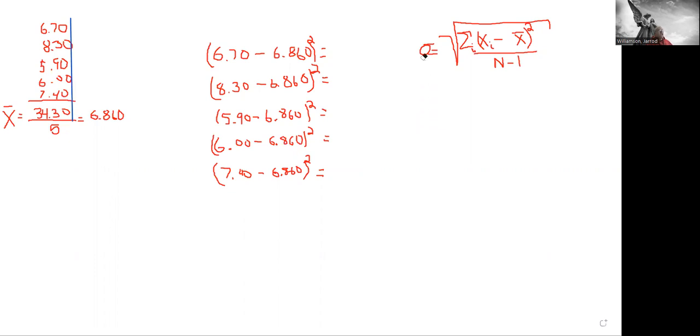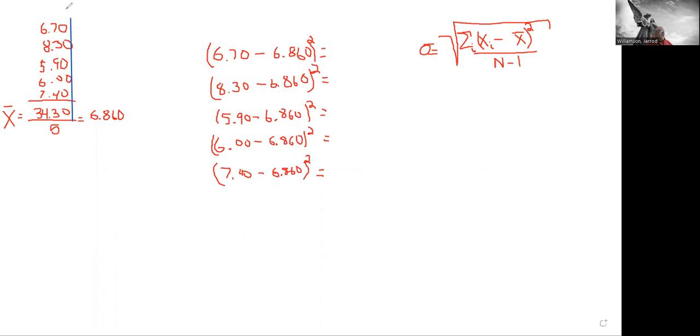The standard deviation is the square root of the sum of the square of the differences divided by n minus 1. This X bar is the average. And let's say I have 1, 2, 3, 4, 5 measurements: 6.70, 8.30, 5.90, 6.00, 7.40.